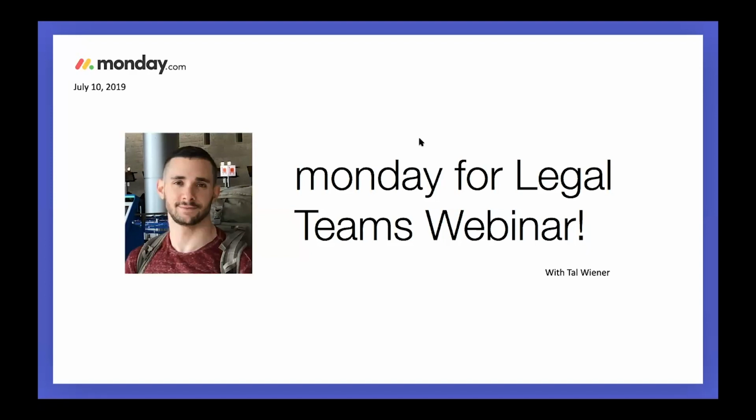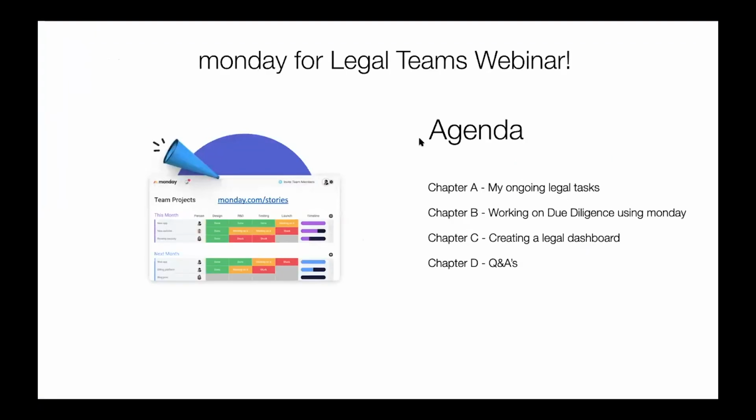Let's see what's on the agenda today. So we're basically going to cover three main things. The first thing we're going to do is my ongoing legal tasks. We're going to create a board that tracks all the tasks you have to complete, and we'll adjust it to the specific requirements of legal teams or law firms.